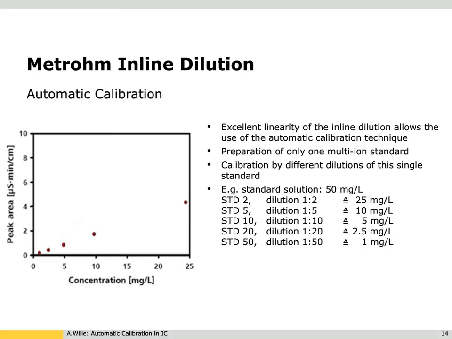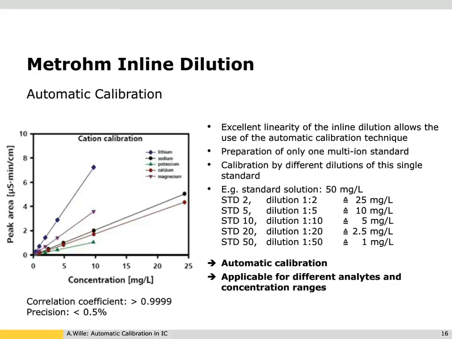And this is not only for one ion, it can also be for multiple ions if your stock solution has different ions included. So different concentration ranges for different analytes are possible. It is a technique where you can expect really good correlation coefficients. Here you see the example for cations with more than 4 nines, as well as a precision in this example with less than 0.5%.